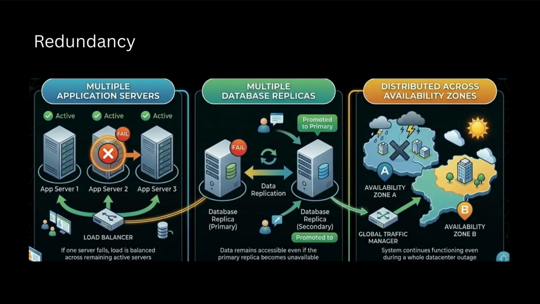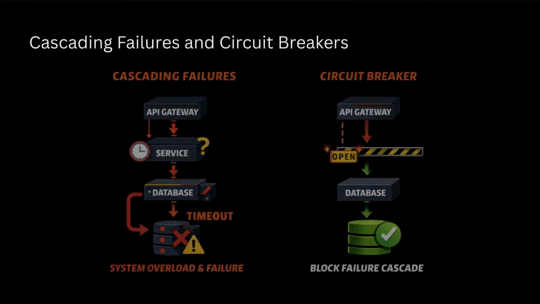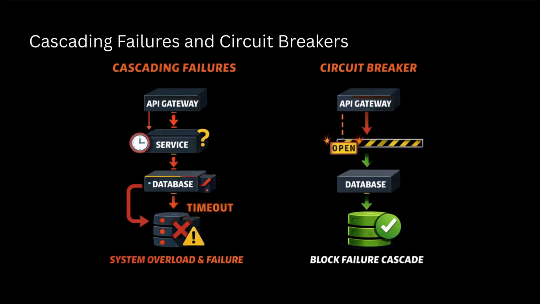However, simply having extra servers isn't always enough. Sometimes a failing dependency can drag your whole system down with it, which is why we need a mechanism to cut the power when things go south, and that's where we use a circuit breaker. In a modern microservices architecture, services are constantly talking to one another. Your API gateway might call an auth service, which in turn calls a database, or your main API might need to reach out to a third party payment service.